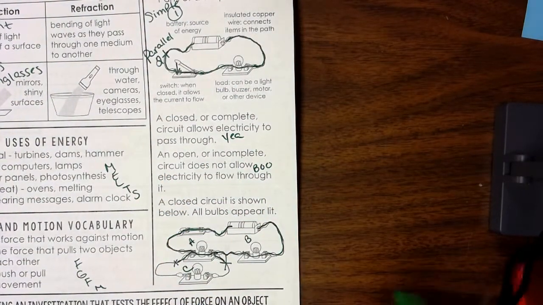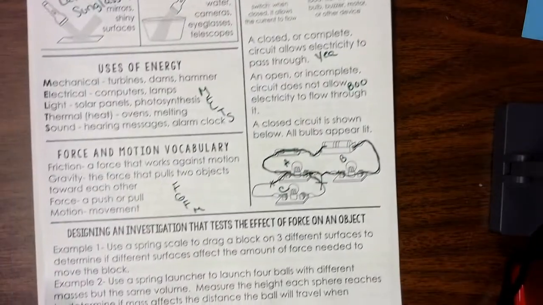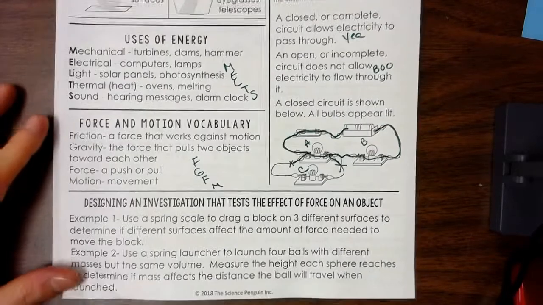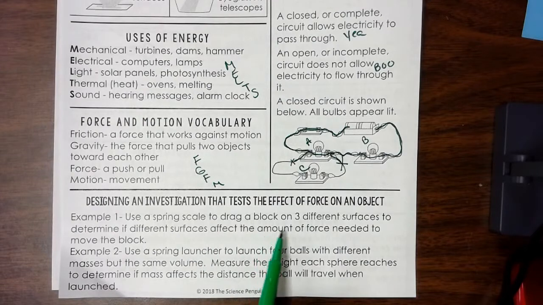All right, so let's move on. Designing an investigation that tests the effect of force on an object. Example 1, use a spring scale to drag a block on 3 different surfaces to determine if different surfaces affect the amount of force needed to move the block.